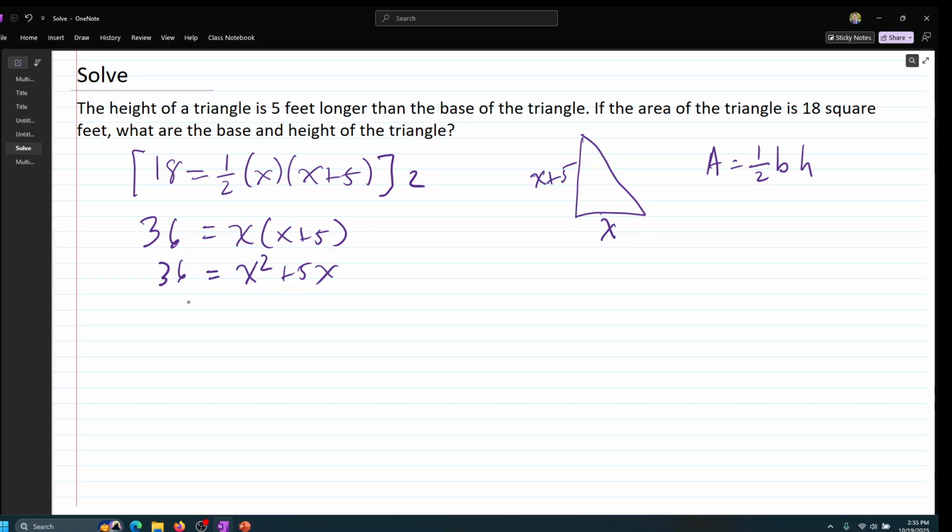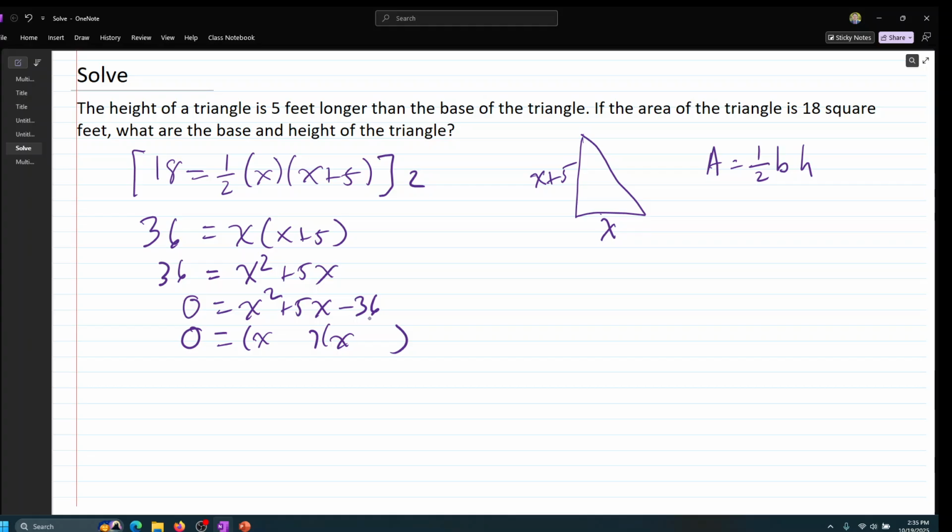And when you're solving this type of equation, it's best to get 0 on one side, everything else onto the other side. So let's subtract that 36 from both sides. So we get 0 equals x squared plus 5x minus 36. And since the leading coefficient is 1 for this quadratic, we know that this will factor to the product of two binomials where the leading terms will be x. And the product of the two constants will be negative 36. Their sum will be 5.